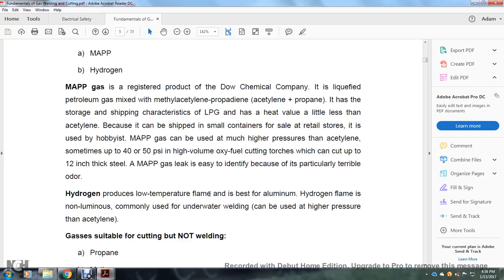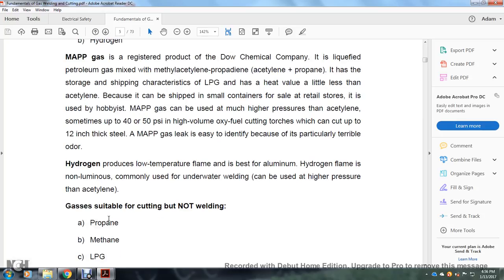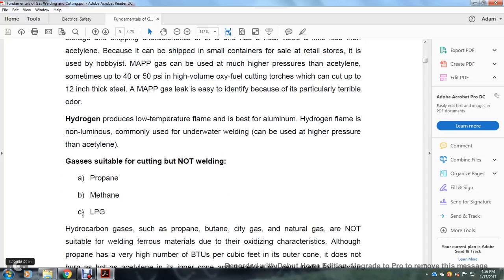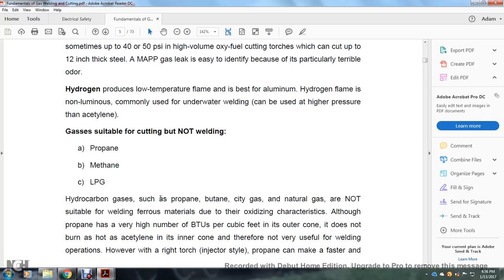Hydrogen produces a low temperature flame and is best for aluminum. The hydrogen flame is non-luminous and commonly used for underwater welding. It can be used at a higher pressure than acetylene. Gases suitable for cutting but not welding are propane, methane, and liquid petroleum gas. However, hydrocarbon gases such as propane, butane, city gas, and natural gas are not suitable for the welding of various metals due to their oxidizing characteristic.